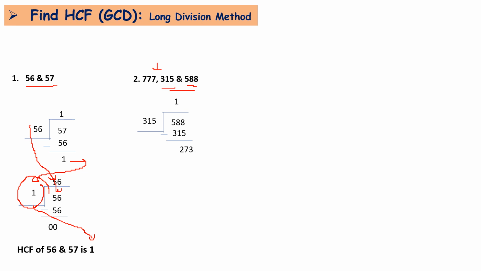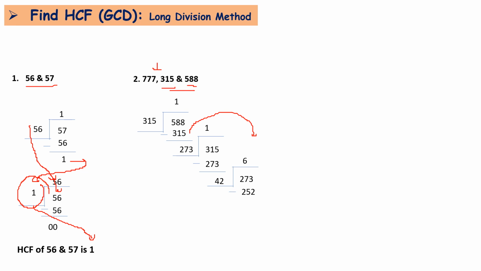315. We subtract it, we get 273. Now this 273 becomes the divisor and 315 becomes the dividend, right? The remainder becomes the divisor. So 273 times 1 is 273. So 42 is the remainder. Now this 42 becomes the divisor and 273 becomes the dividend. So this is how it proceeds.